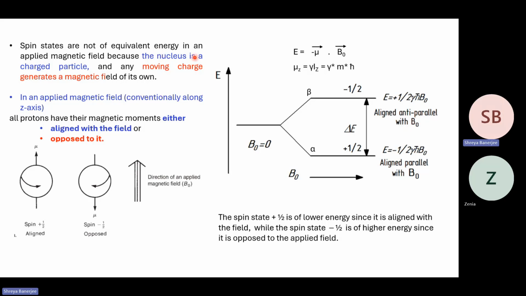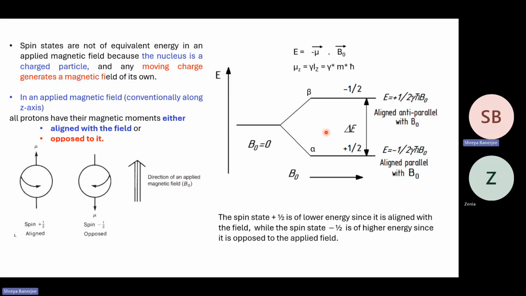So we know the nucleus is a charged particle which is moving, and any moving charged particle will have its own magnetic field. Now in the presence of this magnetic field, E, shown here in the upwards direction, each nucleus will align itself either in the same direction as the field. You can see E is upwards, or you can see here the applied magnetic field is upwards. So the nucleus can orient itself upwards in the same direction as the field, or downwards, that is in the opposite direction of the field.